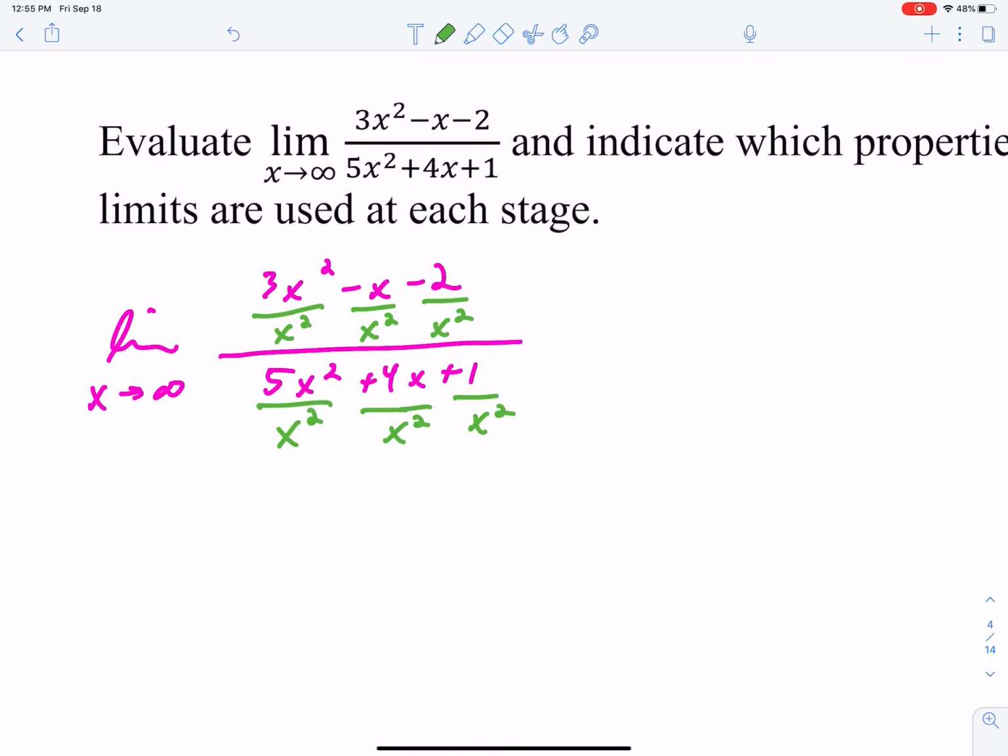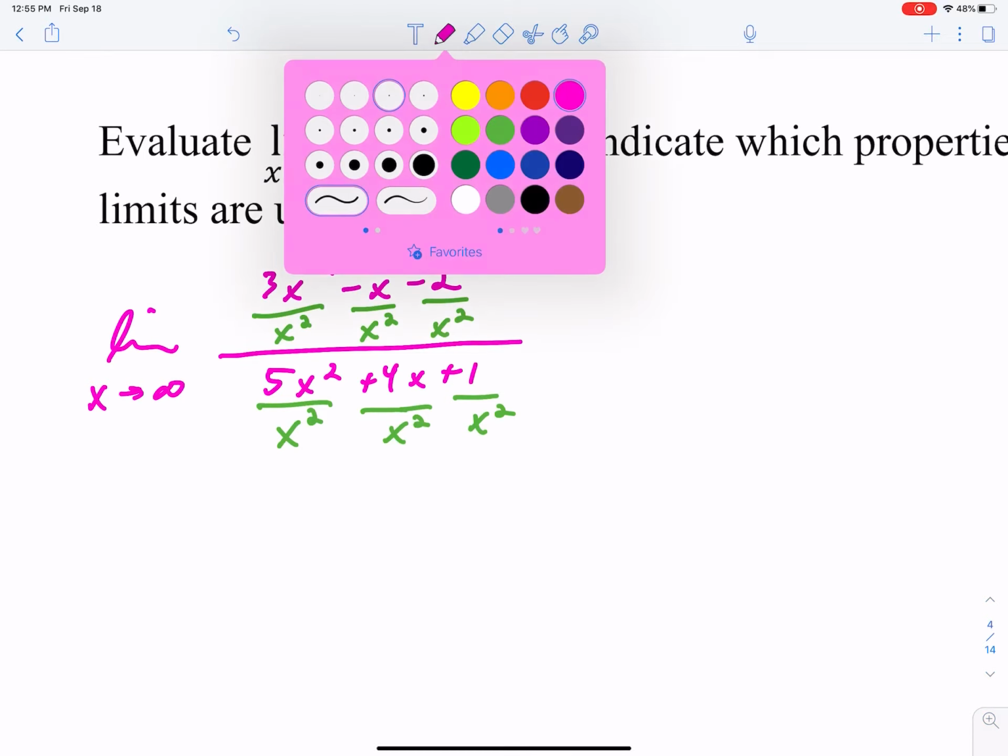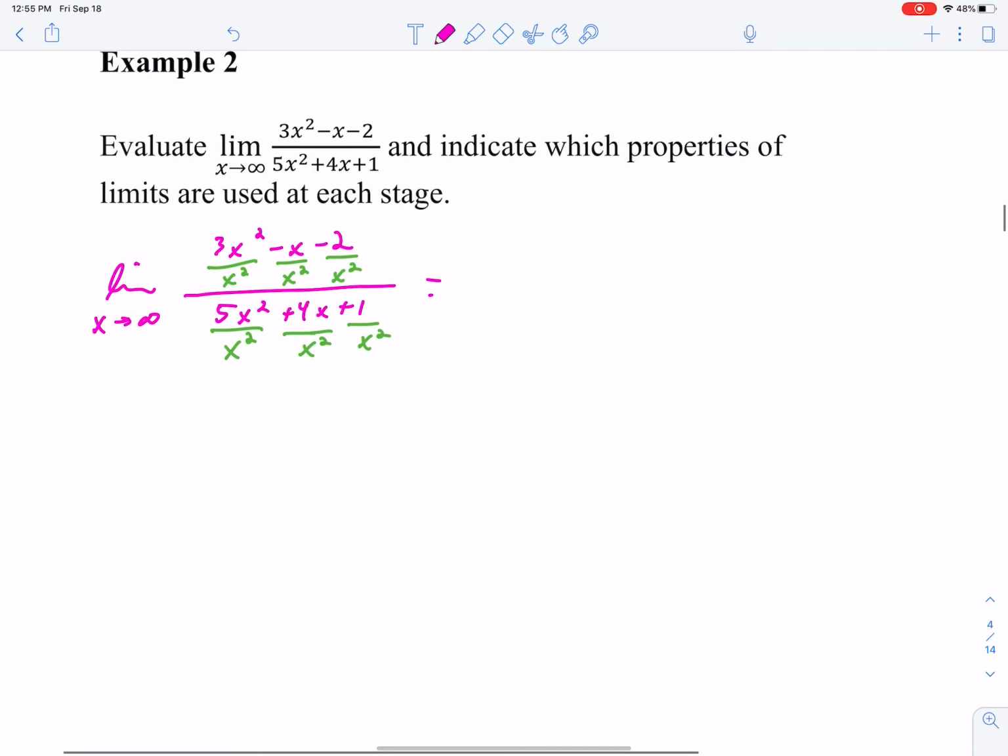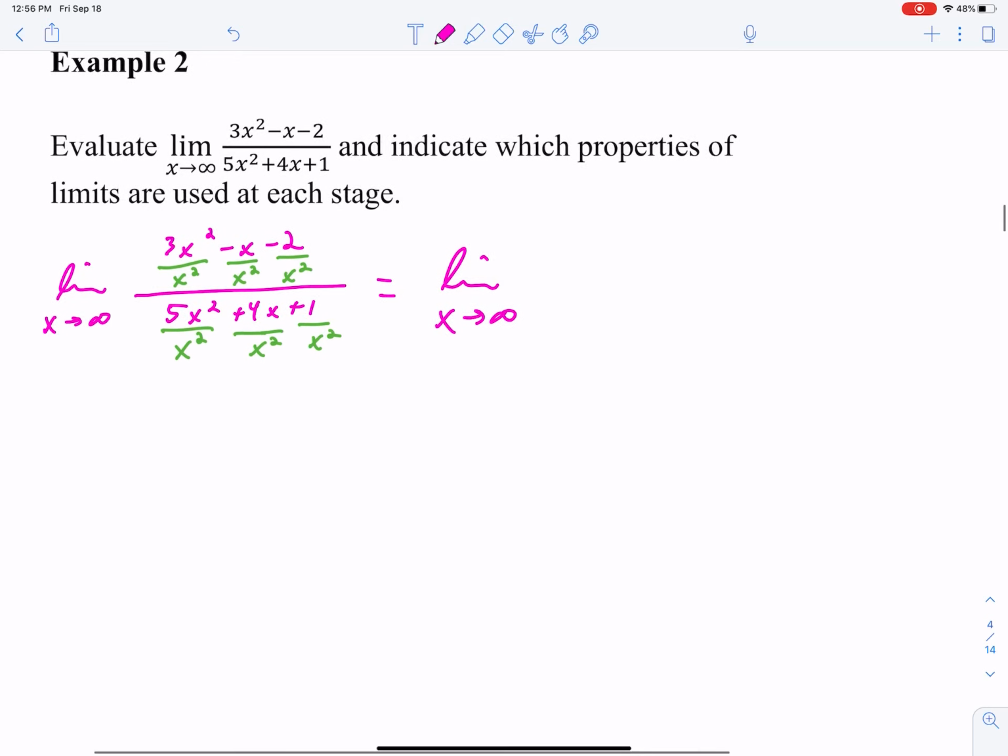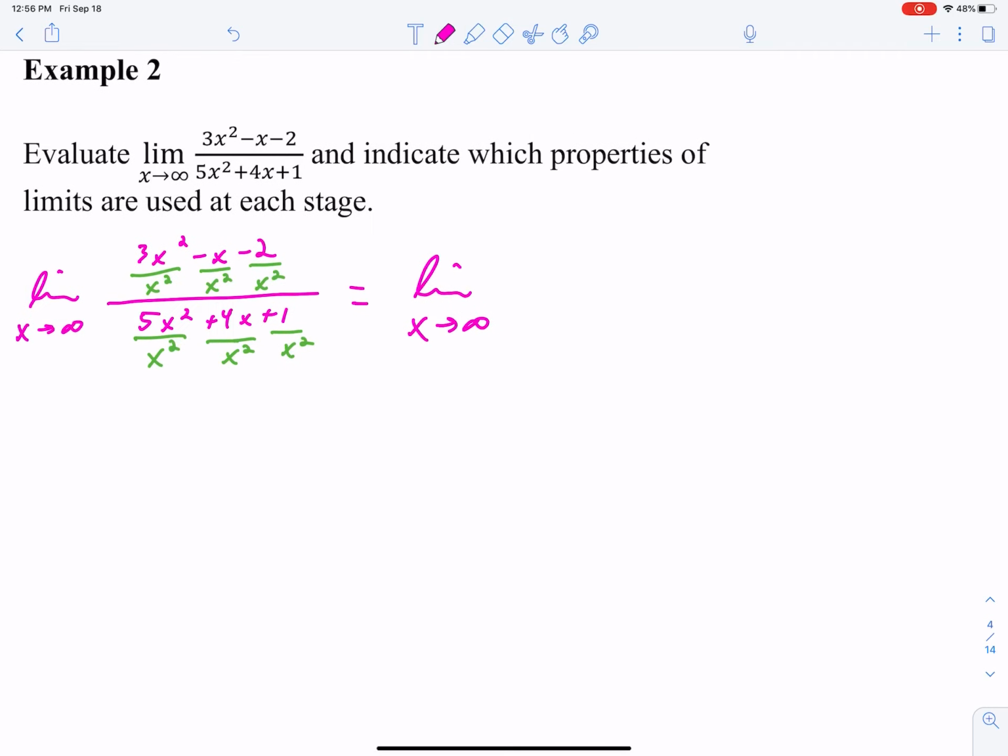Then we're going to simplify. So the limit as x approaches infinity. Remember, you've got to keep writing that, limit as x approaches whatever, every step until you substitute. Okay? All right, so let's simplify. 3x squared over x squared is a plain old 3. Negative x over x squared is negative 1 over x. And we'll keep going. Negative 2 over x squared.